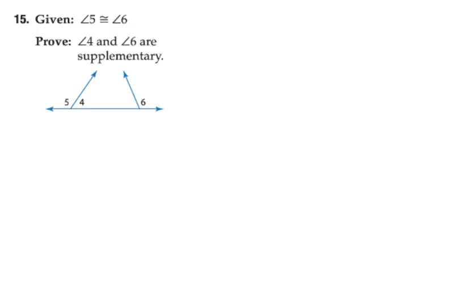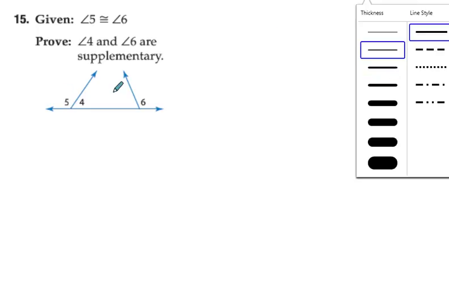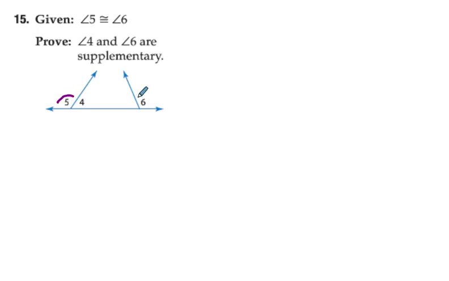All right, we're going to look at an explanation for problem number 15 on page 157. In this problem, we are given that angle 5 and 6 are congruent. I'm going to mark that on my diagram here. So here we've got angle 5 and angle 6 are congruent. And then I'm supposed to prove that 4 and 6 here are supplementary.